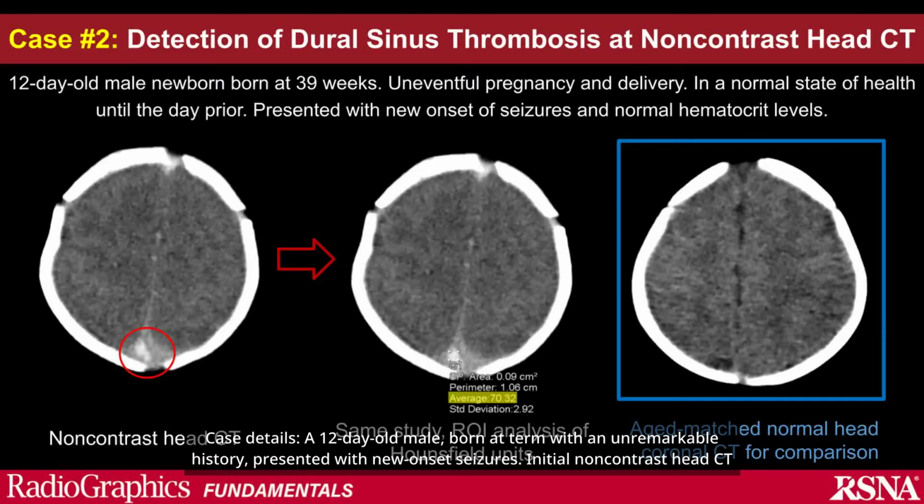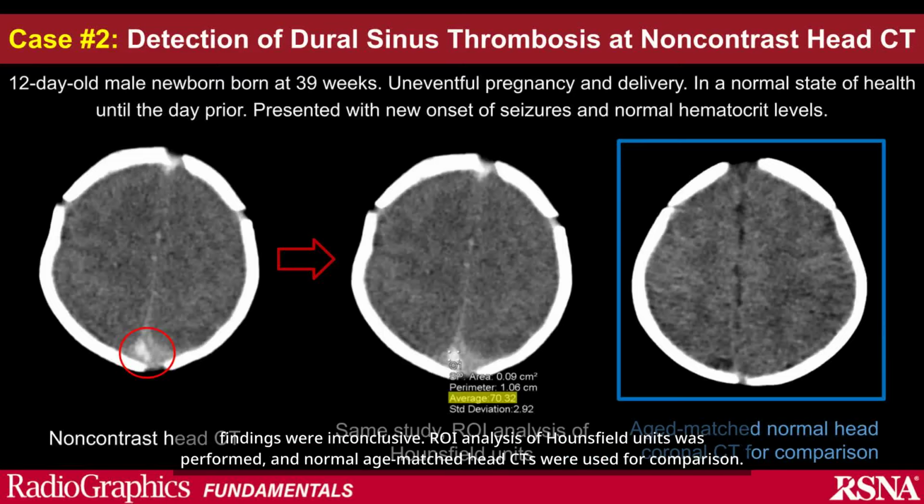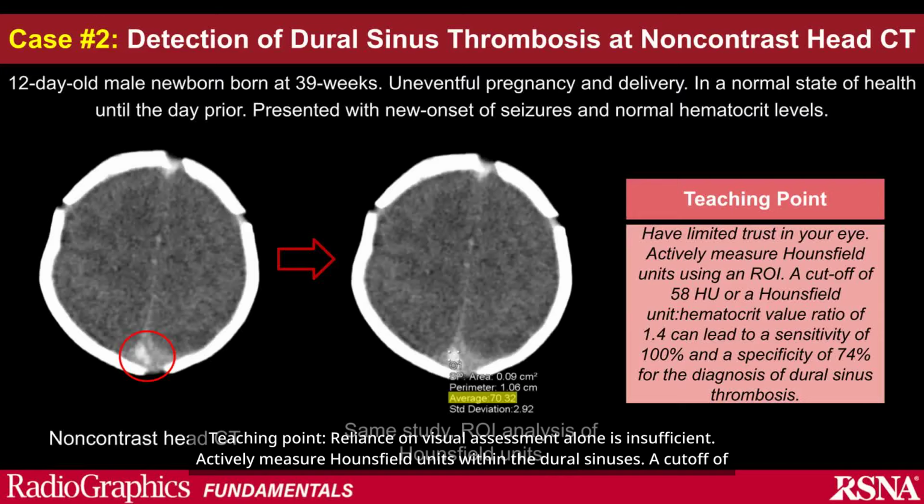Case details: a 12-day-old male, born at term with an unremarkable history, presented with new onset seizures. Initial non-contrast head CT findings were inconclusive. ROI analysis of Hounsfield units was performed, and normal age-matched head CTs were used for comparison. Teaching point: reliance on visual assessment alone is insufficient. Actively measure Hounsfield units within the dural sinuses.